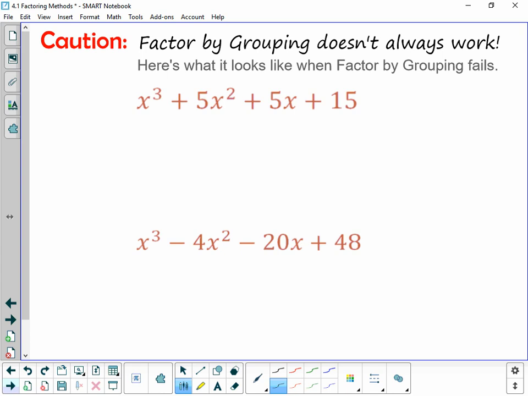Okay, so factor by grouping works brilliantly in all of those examples. It doesn't always work. So I just want to show you what it looks like when factor by grouping fails, when it doesn't work. So let's try this one.